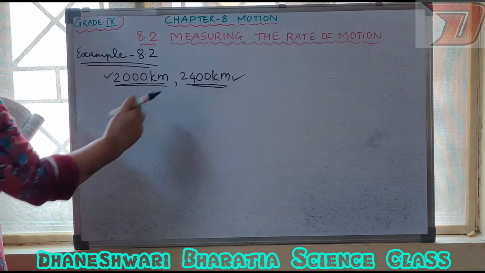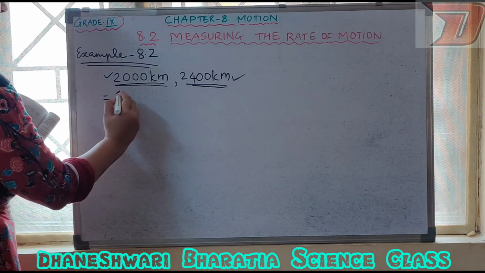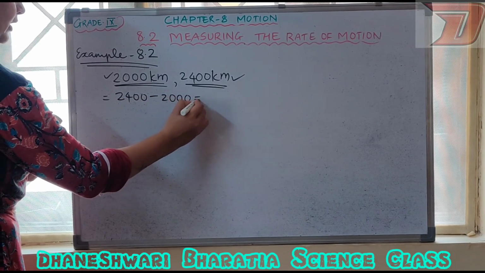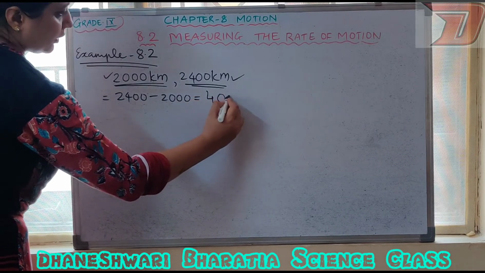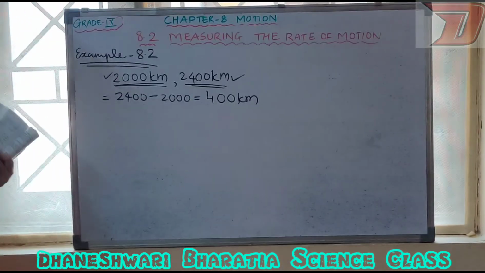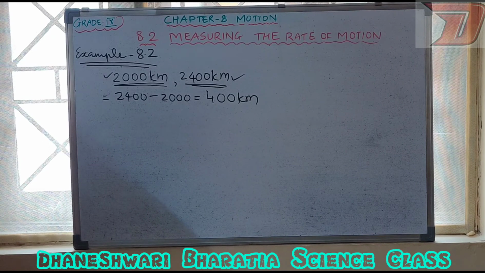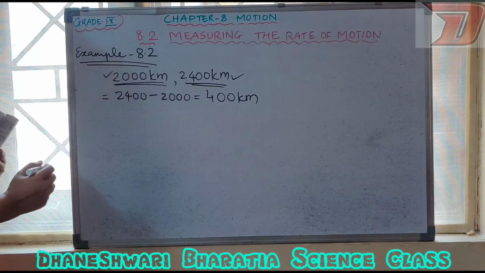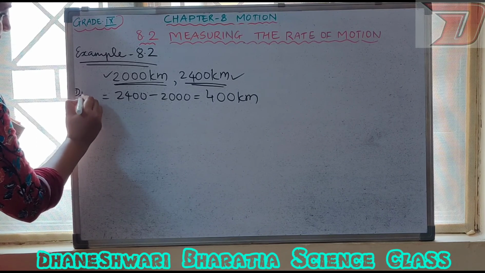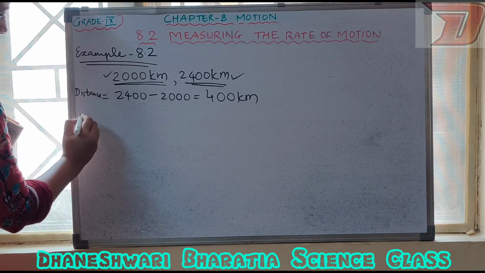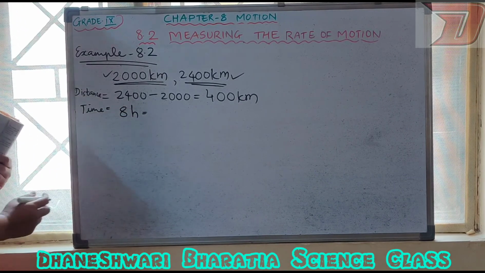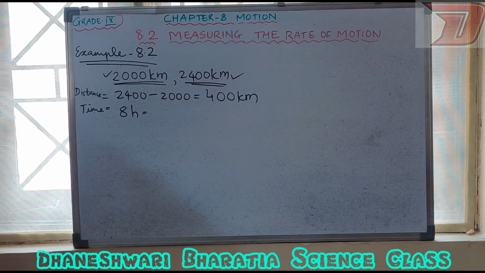In short, how much distance have I traveled here? So the distance traveled by me or the object will be 2400 minus 2000, that is 400 kilometer. Is this clear to you? Right? Now the next is, if the trip took 8 hours, that is, how much time did it take me to travel this distance? The time. Here I forgot to write distance. So how much time is taken? 8 hours, isn't it? The time taken is 8 hours.